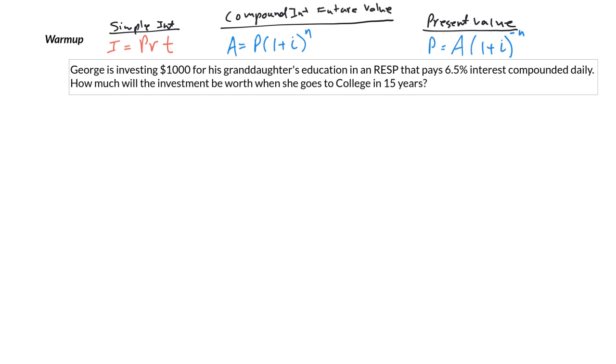Now, today's warm-up is to choose which one of these three we're going to use for this problem. George is investing $1,000 for his granddaughter's education, in an RESP. That's what we call a registered education savings program, that allows people to save money for the future, but not having to pay taxes on it while they are saving up for that money. So the moment that it comes out, as long as it's being used for education purposes, the government cannot get access to that money or tax it.